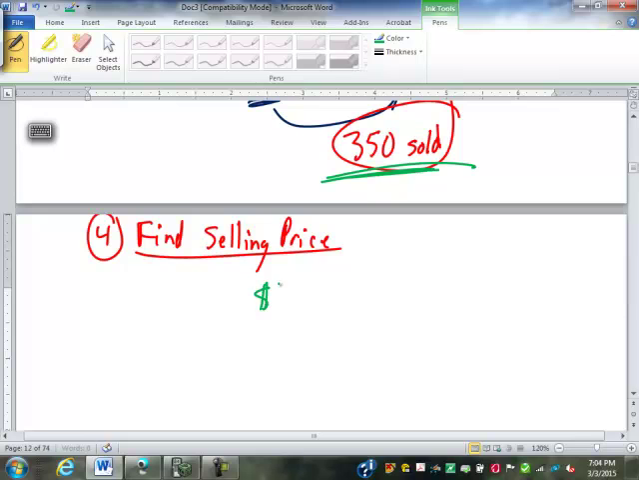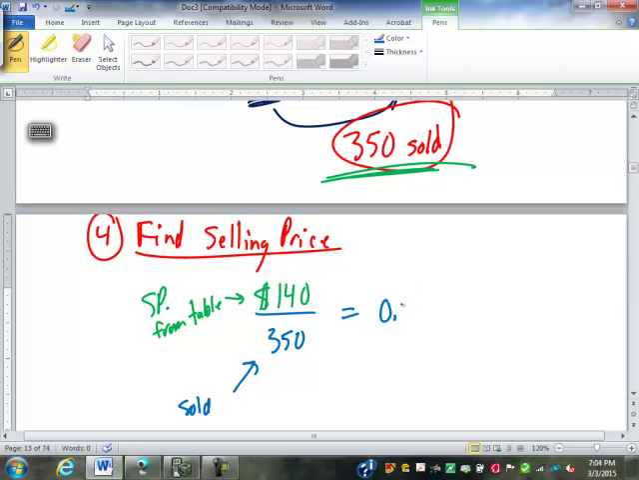So we take that $140 that we found was our selling price from the table. And we're going to divide it by the 350 that are sold, which is going to give us 0.4. 40 cents per apple to sell it for.